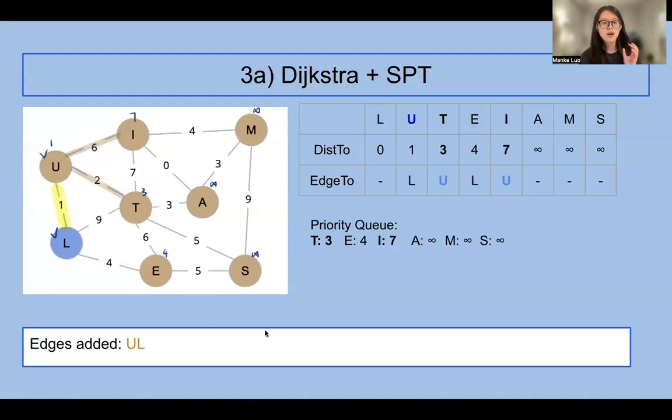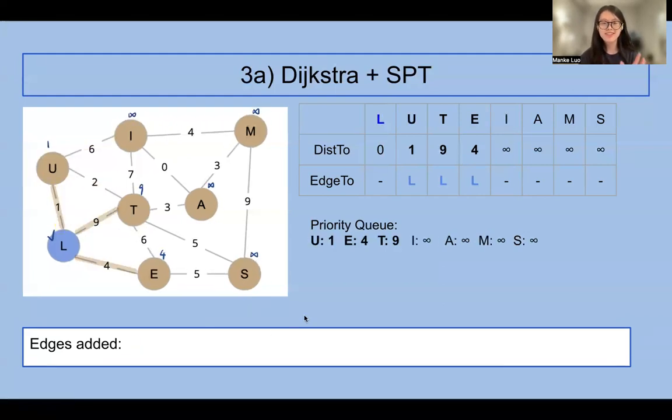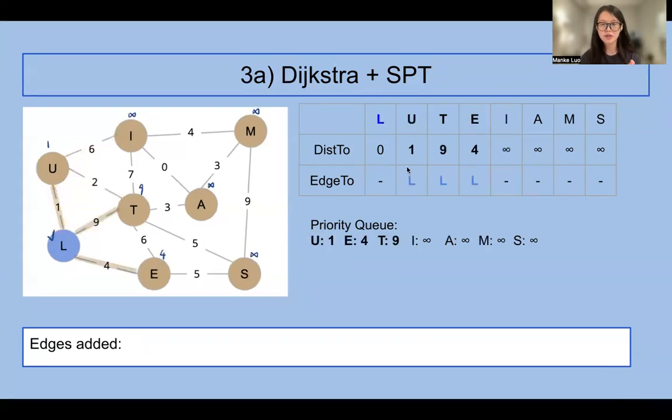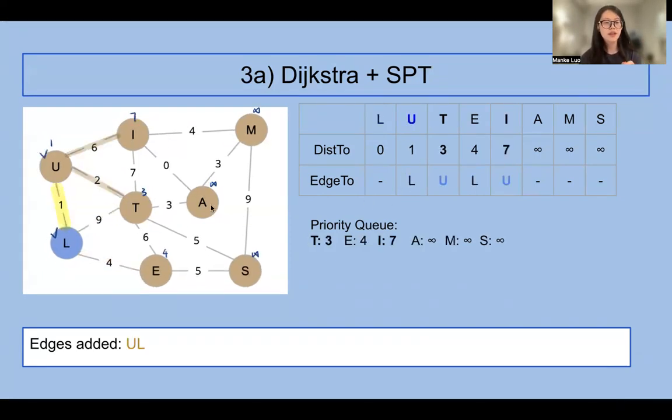Okay, so next I popped U, okay? And then because I popped U, I'm going to add the edge to U, which is from L, from this last update right here. Notice what I had for the edge2 value. So I'm going to add this edge into the SPT. And I also denoted that down here. And because I popped U, that means I visited the vertex. So I'm also going to place a check mark there.